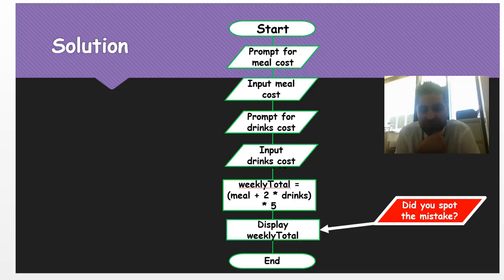Now, obviously there is a mistake on this flowchart. The mistake is here, this process box. This process box shouldn't be a process box. It should be an input or an output display. So you're displaying to the output.